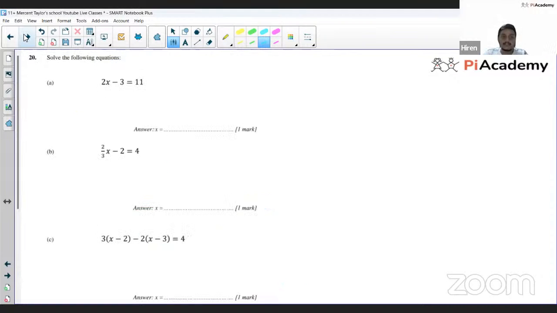Okay, let's have the next question, question number 20. We are going to find the value of x, or else you can say solve the following equations. There are 3 equations and each question is of 1 mark. You have 2 minutes to solve this question. Everyone, please start solving this.